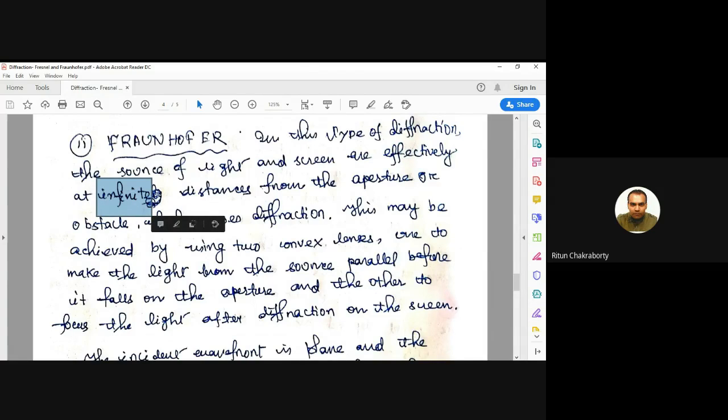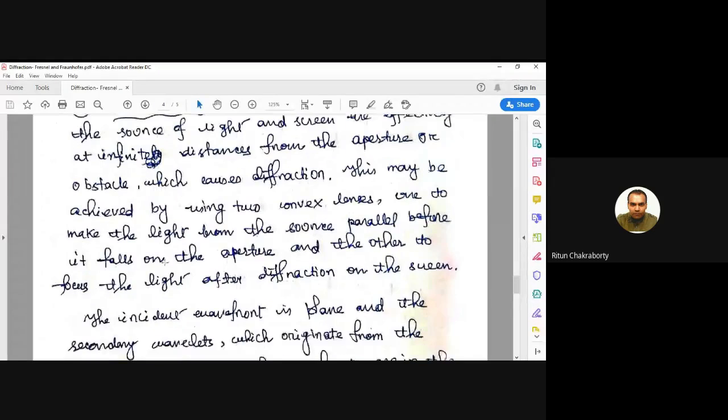The source of light and screen are at infinite distances from the aperture or the obstacle which causes diffraction. In the Fresnel type, in the earlier type, the source of light or the screen was at finite distance from the obstacle or aperture. But in this case, they have to be at infinite distances. So this may be achieved by using two convex lenses.